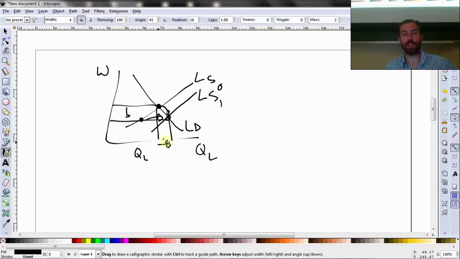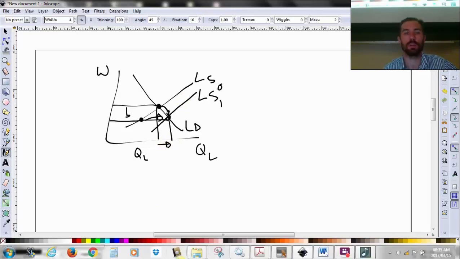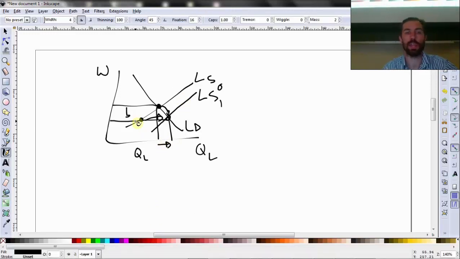Okay, so in other words, the wage decreases and the quantity of labor increases because your labor supply has increased. Because at any given point along our labor supply curve, people are willing to supply more labor.